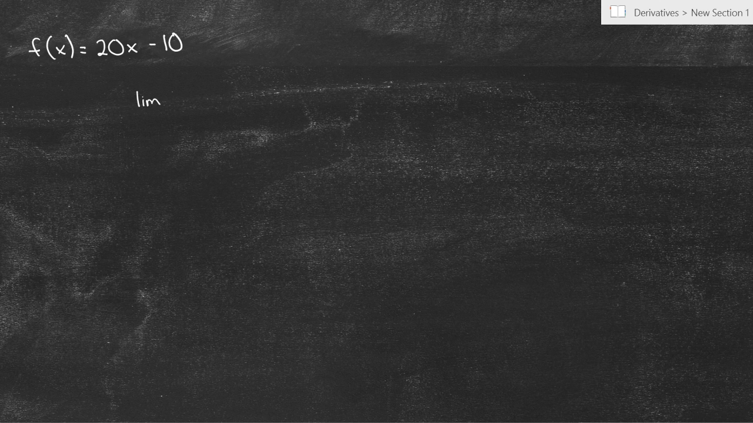Let's write our limit. We're going to have limit as h approaches 0. Then it says f of x plus h, and let's be careful to remember that means everywhere we see x in this original problem, we need to write x plus h. So it needs to be 20 times x plus h and then minus 10. So it'll be 20(x plus h) minus 10.